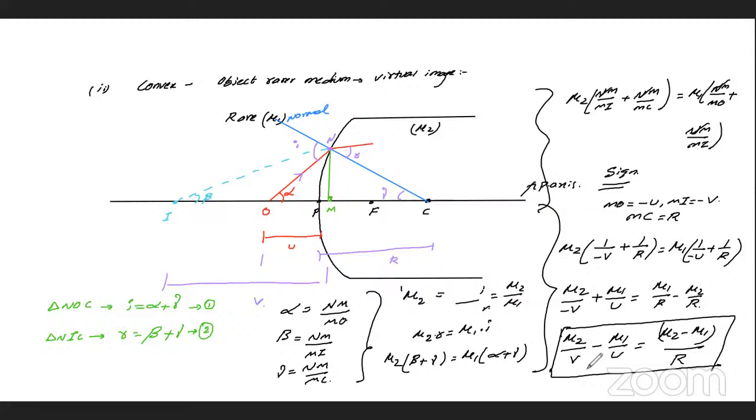You're done with this one. Let's see the next one. So next one is your third case. Third case, now the object lies in your denser medium. Remember the ray diagrams based on the concept. You have to understand your ray diagrams. The third case: object lies in the denser medium. Earlier it was the rarer medium, now it is the denser medium. And the image formed is a real image.